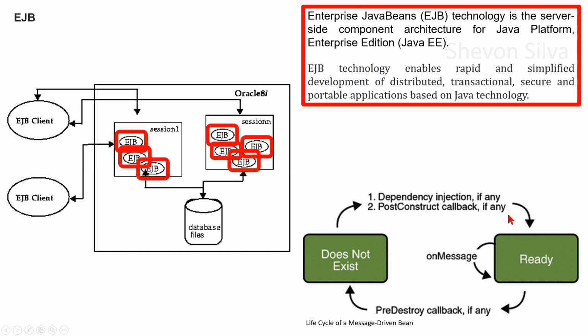Like a stateless session bean, a message driven bean is never passivated, and it has only two states, non-existent and ready to receive messages. At the end of the life cycle, the container calls the method annotated with pre-destroy, if any. The bean instance is then ready for garbage collection.